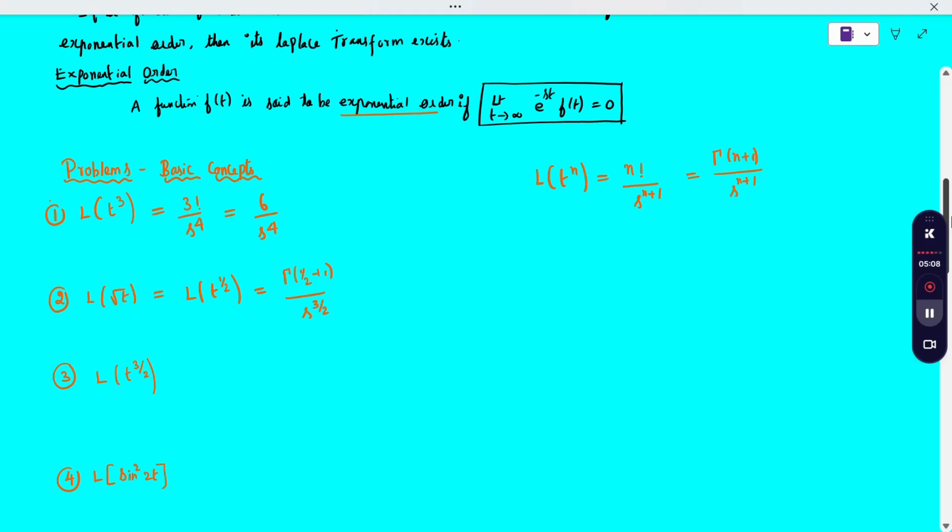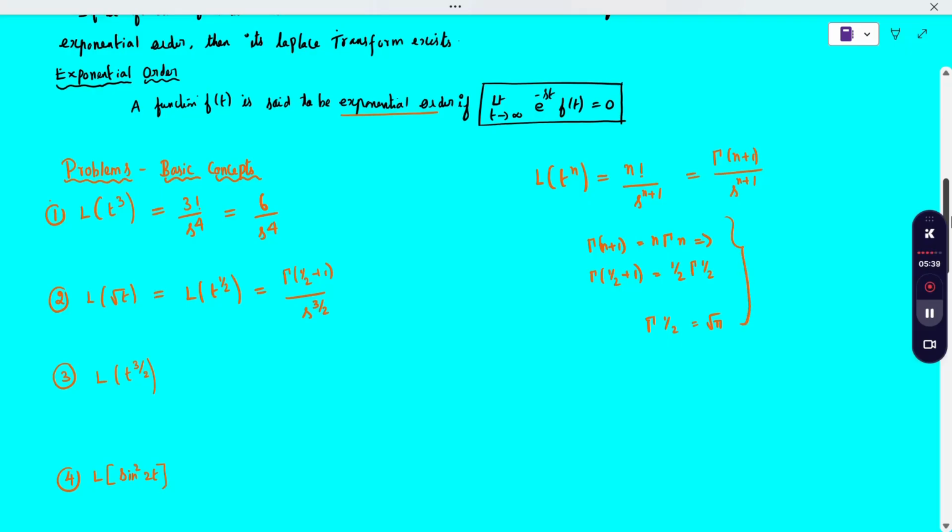So denominator no change at all, but in the numerator we have to write gamma of n plus 1. Everyone knows that it is nothing but n into gamma n. So now when I write gamma of half plus 1, according to this, it is half into gamma of half. We know that gamma of half is nothing but root pi. Gamma of half is root pi.